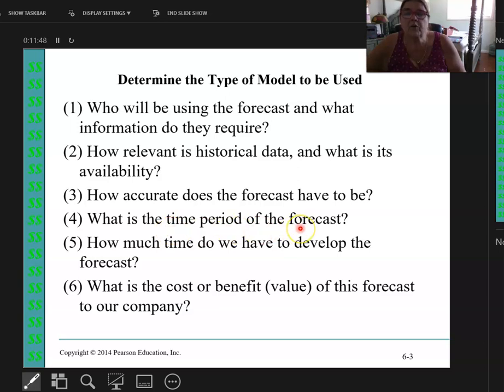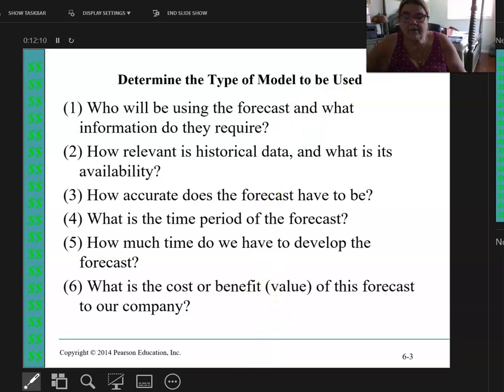How long do I need to forecast for? We'll talk about that a little bit longer. How much time do I have to put this together? Listen, if you only have 5 days to put a forecast together, as compared to 30 days, it's not going to be as good as if you had the 30 days. So these are how you're going to determine which one I actually want to use.